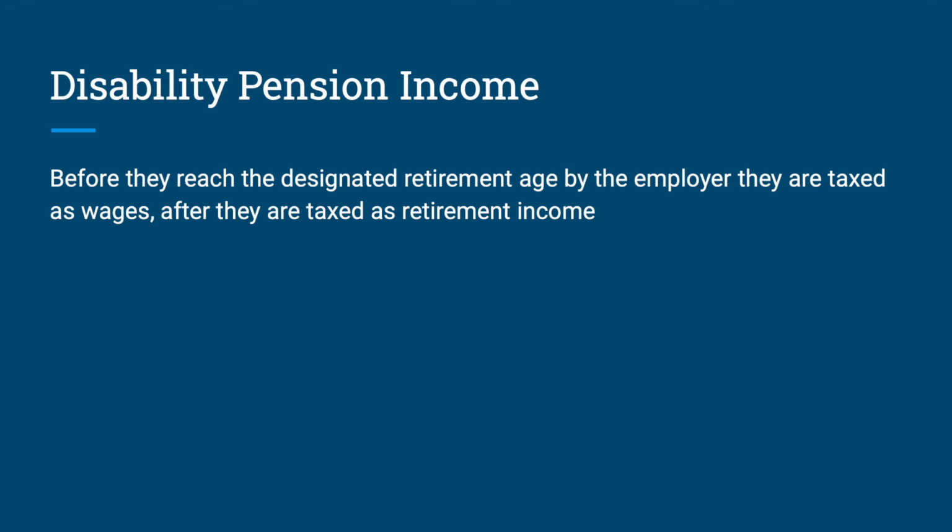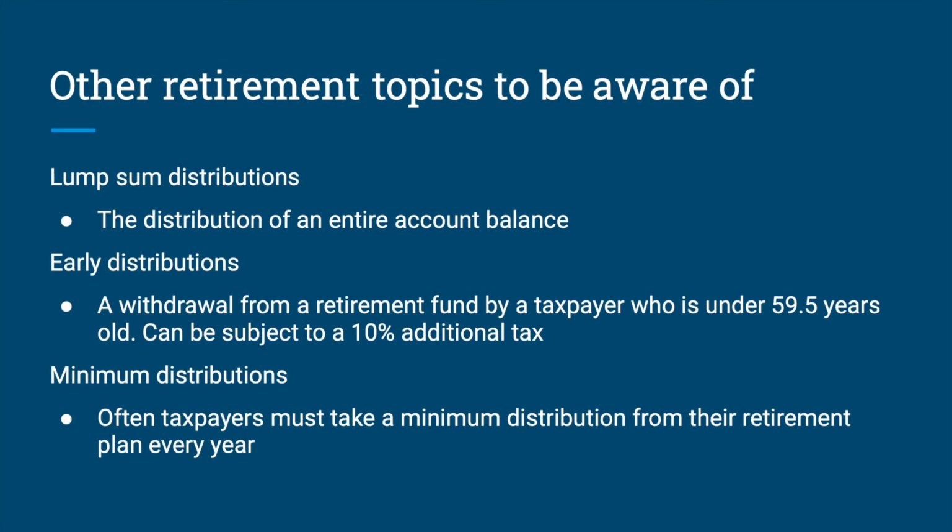But really for us, what we need to know is that if they are younger than the designated retirement age by the employer that's paying them disability or pension income, it's going to get taxed as wages. If they are that age or older that the employer designates as the retirement age, it's going to be taxed as retirement income.